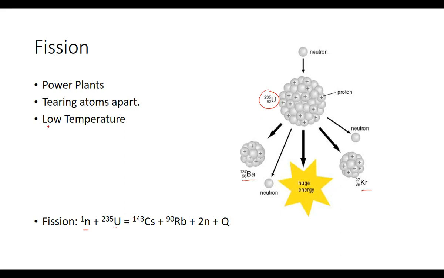So, fission can take place at low temps. So heat is not required to make this happen. And when I say low temperatures, it's not necessarily referring to wintertime or something like that, but it's going to be in contrast to fusion, which we'll talk about right now.